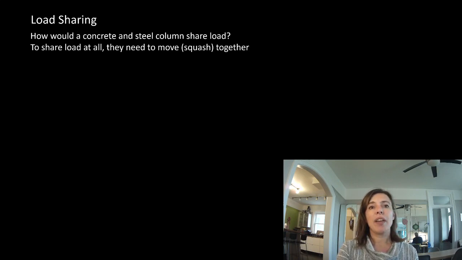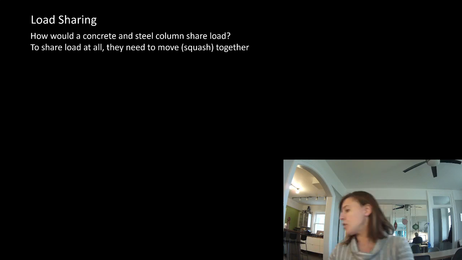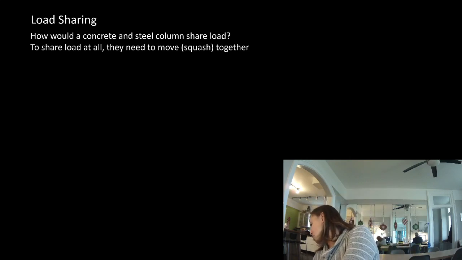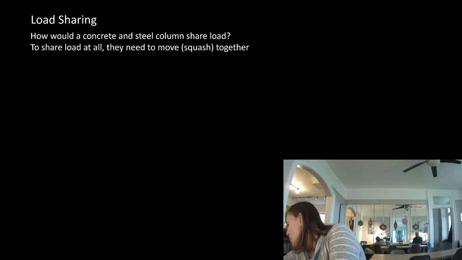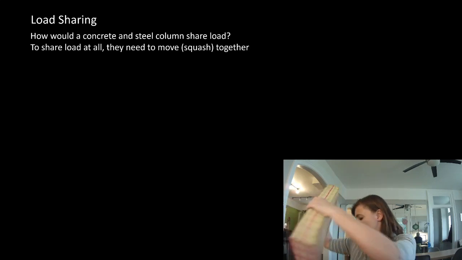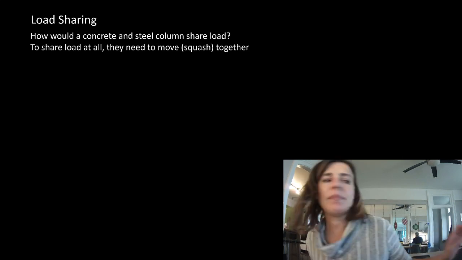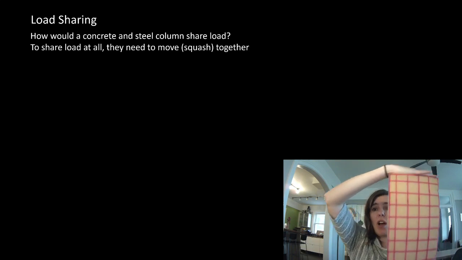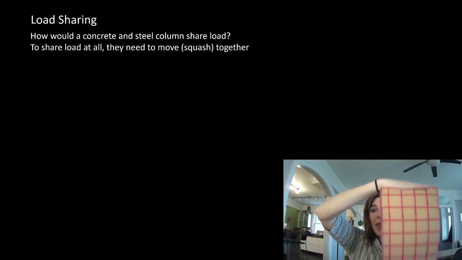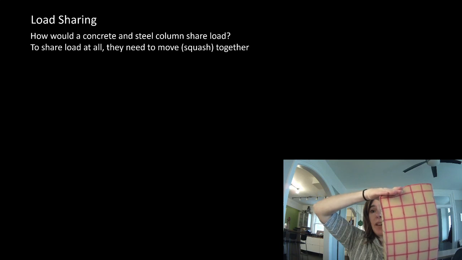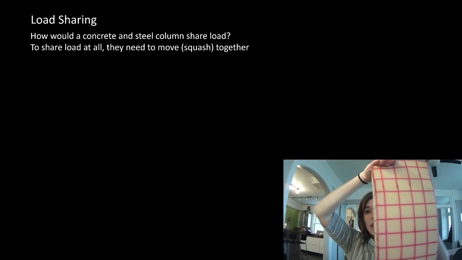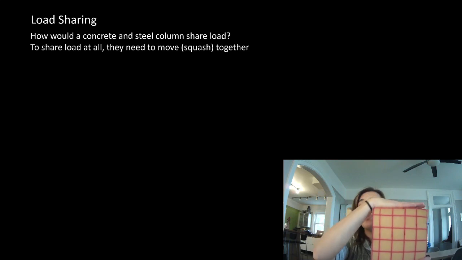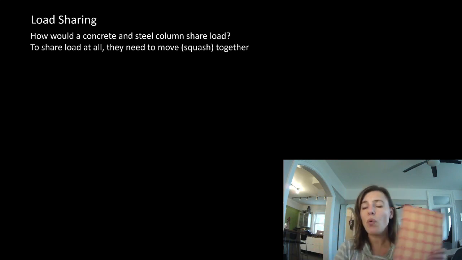To share load at all, they need to move together or squash together. Let me get out my trusty foam block, which is hiding at the bottom. Oops. Keep it away from my kids. All right. So, for this to share load, it has to move together. If the load's only here, you can see only this side moves, and it would take all the load. So to share, they must be moving together.